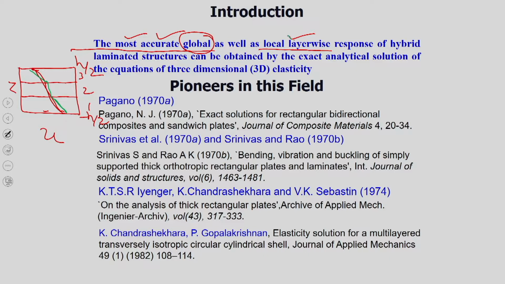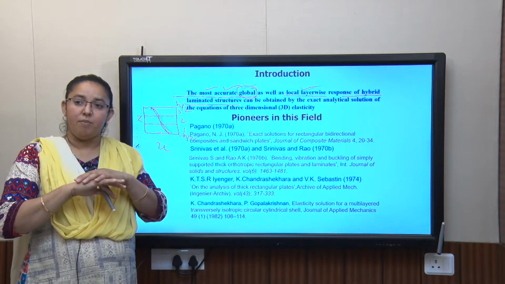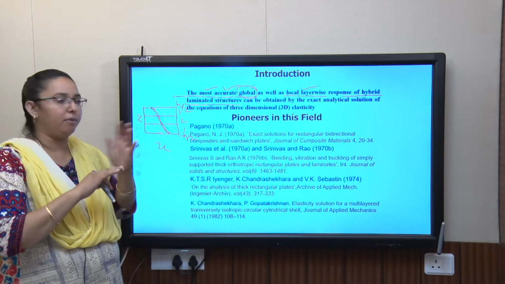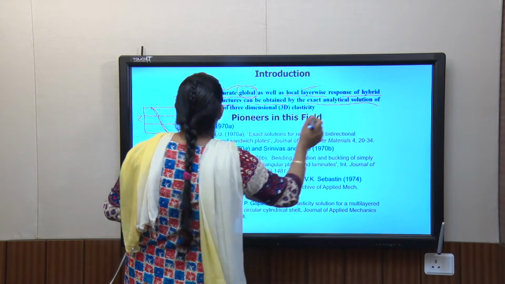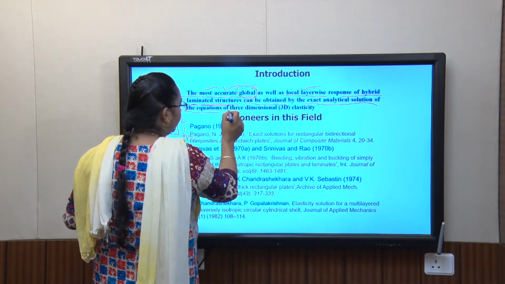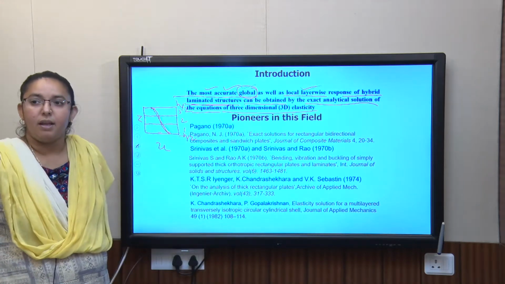So, local layer-wise response as well as global response can be predicted, because I have taken an advanced material. So, I am saying that hybrid laminated structures mean a structure integrated with some piezoelectric materials or some smart sensing materials, or having some composite and metals in some kind of arrangement. These can be obtained by the exact analytical solutions of the equations which are based on 3-dimensional elasticity solutions.